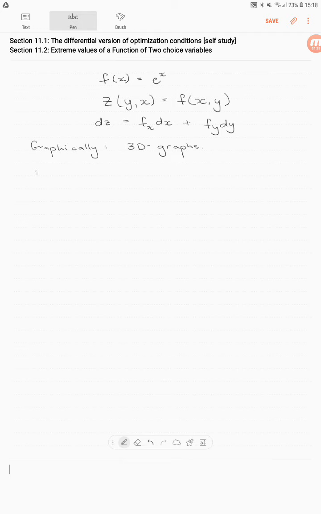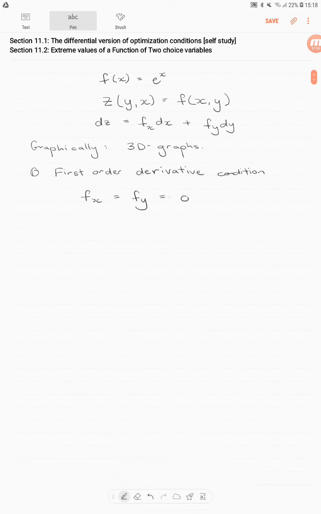How do we find the extreme values? So first, our first order derivative condition. Before we had the derivative f prime of x must be equal to 0. Now we have the partial derivatives fx and fy must both be equal to 0.